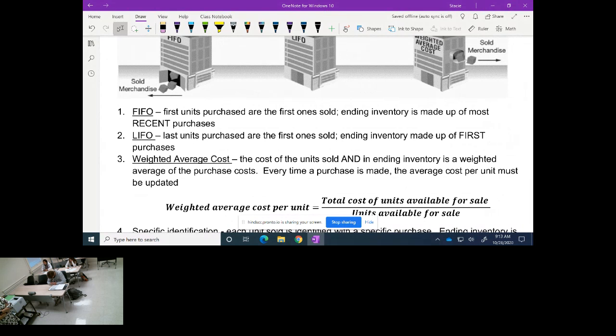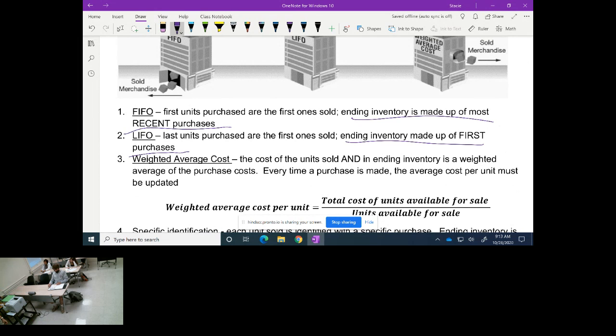All right, so with first in, first out, the first units purchased are the first ones sold. Ending inventory is going to be made up of most recent purchases because you're clearing out the old ones first. All right, last in, first out: last units purchased are the first ones sold. So ending inventory is made up of the first purchases. This is something you're going to want to pay attention to because you're going to see it again.